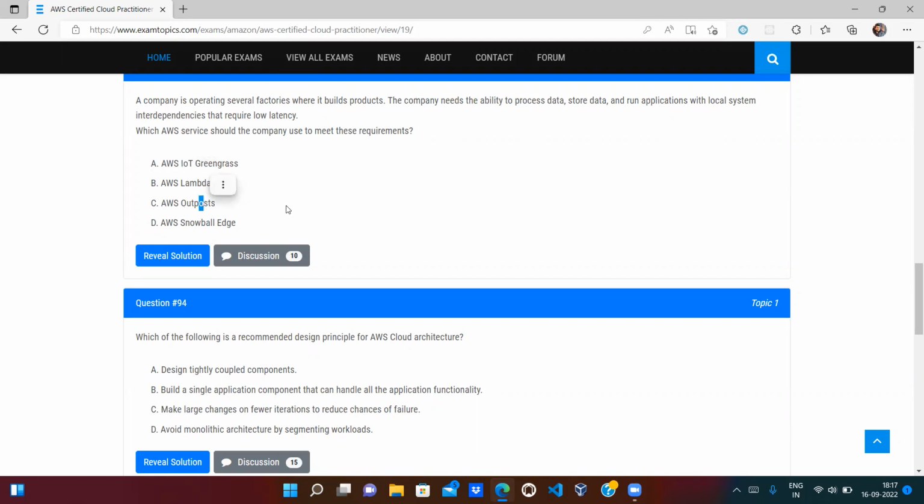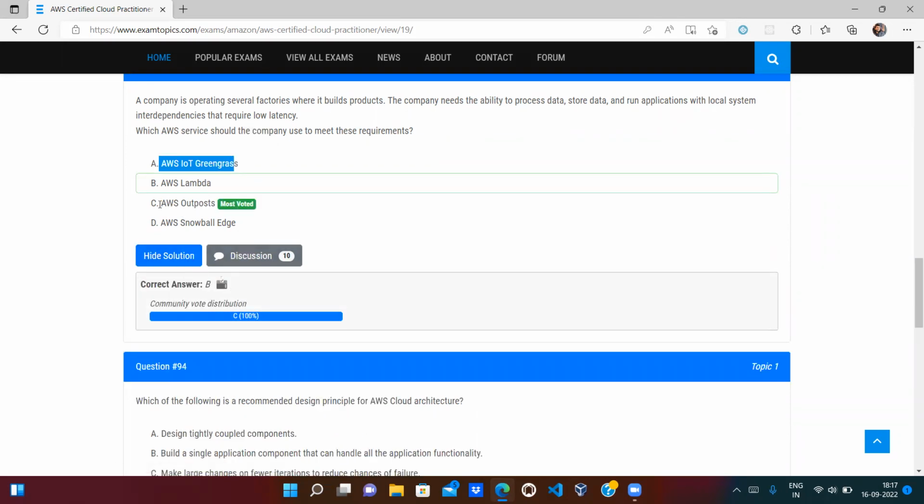Outposts is when we want to use AWS services on premises, a kind of hybrid structure. So this doesn't look correct to me. To me, it looks like AWS IoT Greengrass. But most of the people say C, and I'm not sure why the people say C.